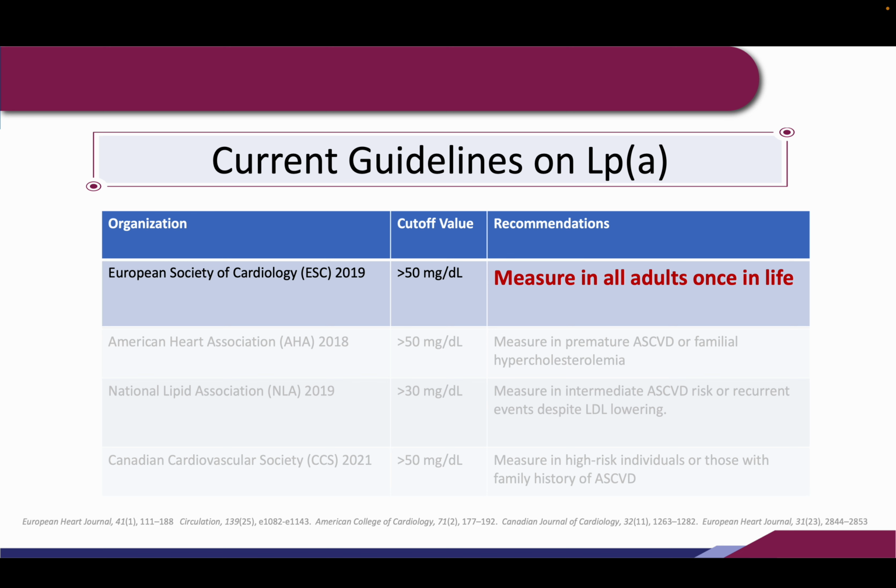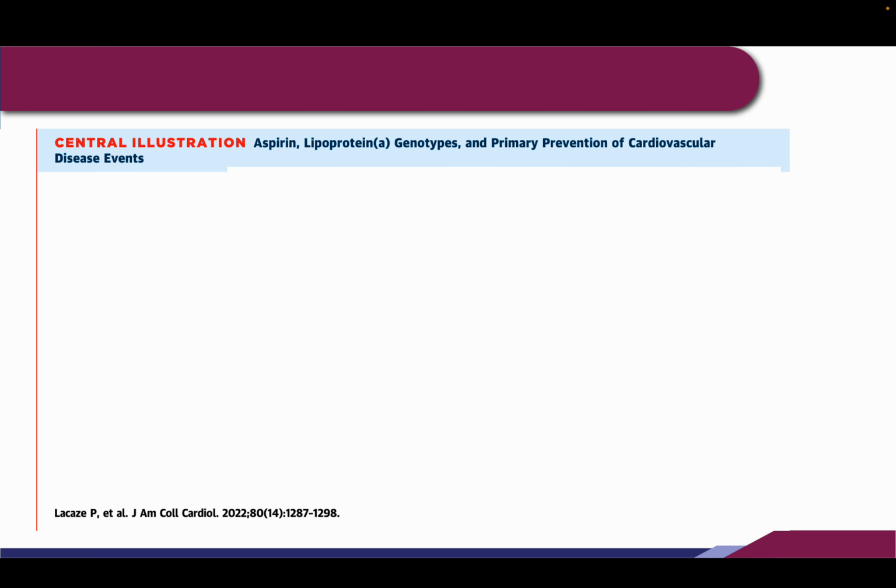Now, the European guidelines say that anything more than 50 is abnormal, but they go on to say that all adults, at least once in their lifetime, should be tested for LPA as a risk profiler. In case the risk modifier is present, then your LDL targets become different.